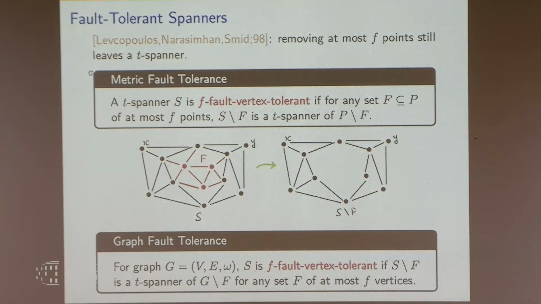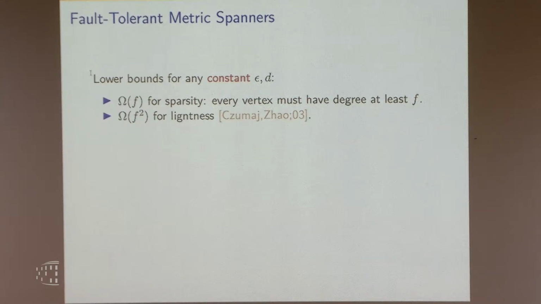The fault-tolerant spanner as a definition comes from Euclidean settings, and then people studied graphs. So what do we know? At least in the constant epsilon and d case for metric spanners, you need at least order f times n edges, because every vertex has to be incident to at least f vertices. If all the neighbors fail, you don't want to disconnect the point from the rest. So the sparsity is order f, and lightness has to be omega f squared by Czumaj and Zhao.